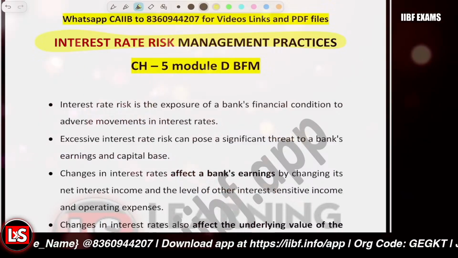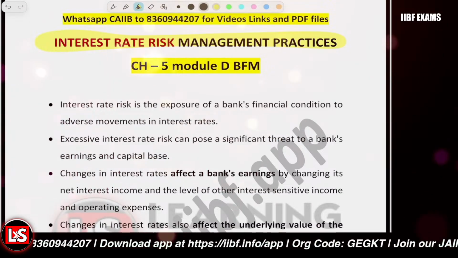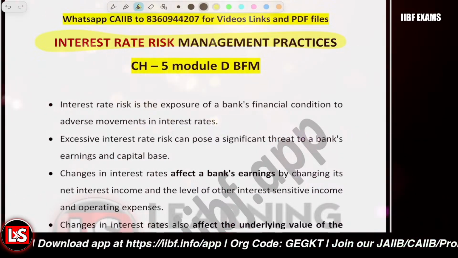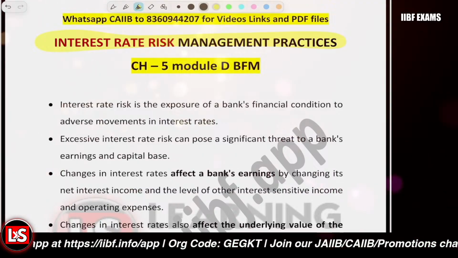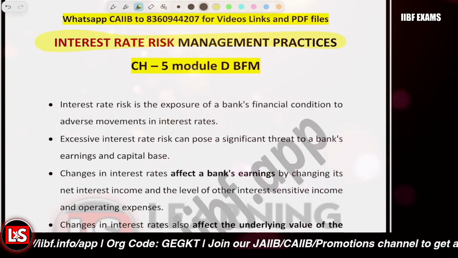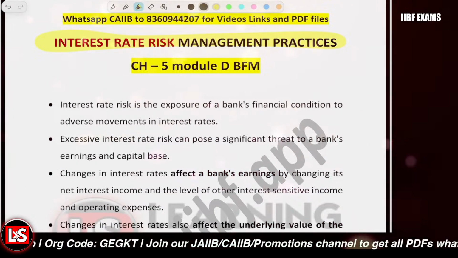So do confirm the audio video quality. Some of you are facing issues related to the audio video quality. Do confirm the audio video quality so that we can proceed.